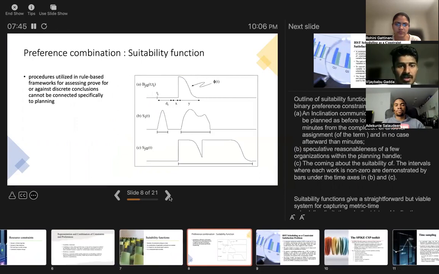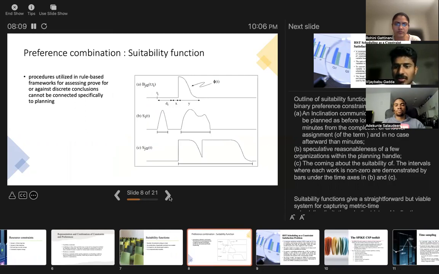Preference combination and suitability function. Procedures utilized in rule-based frameworks for assessing proof for or against discrete conclusions cannot be connected specifically to planning. Outline of suitability functions for the case of binary preference constraint. You can see on the right hand side of the slide.